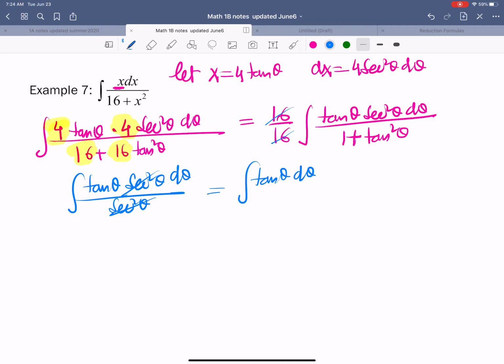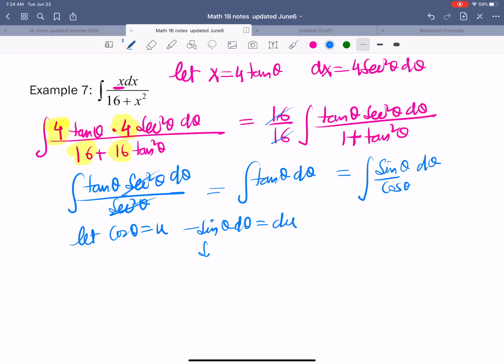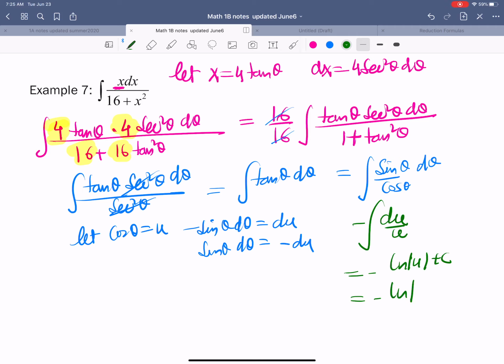How do we evaluate the integral of tangent theta? If you recall, we change it into sine theta over cosine theta d theta, and then we let cos theta be u. Negative sine theta d theta will be du, or we can say sine theta d theta will be negative du. So this entire integral converts into negative du over u, which is negative natural log of u plus c. It's negative natural log of cos theta plus c.